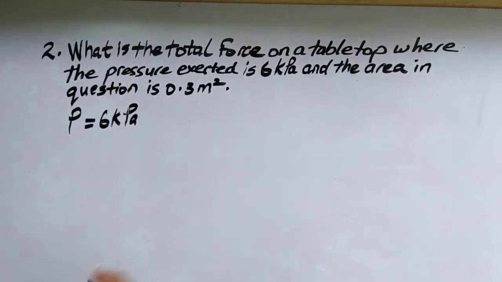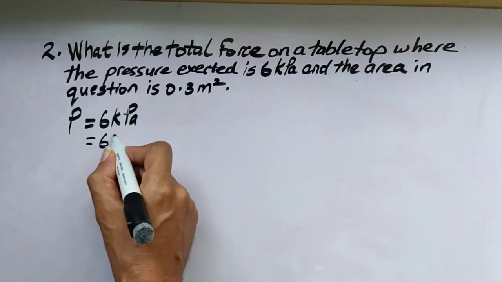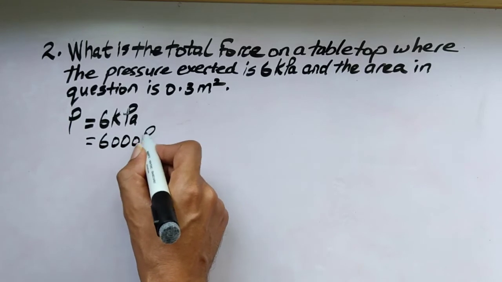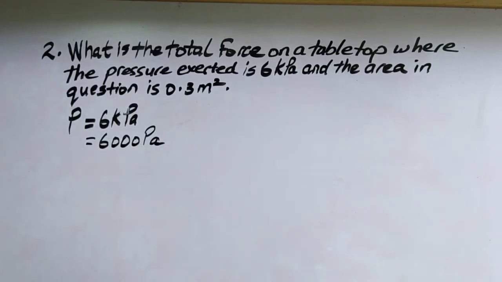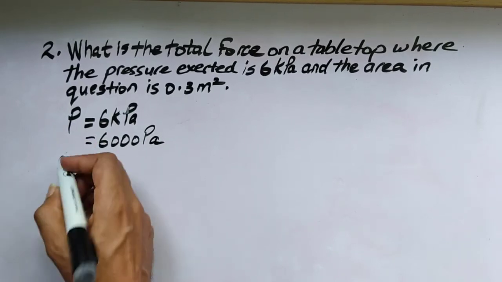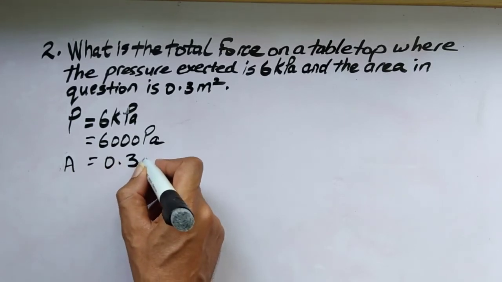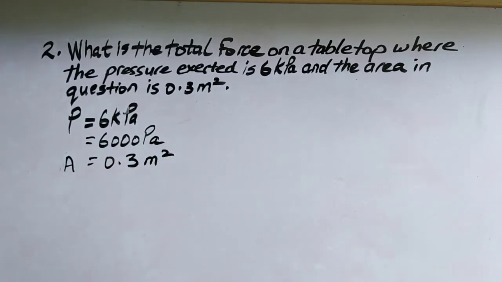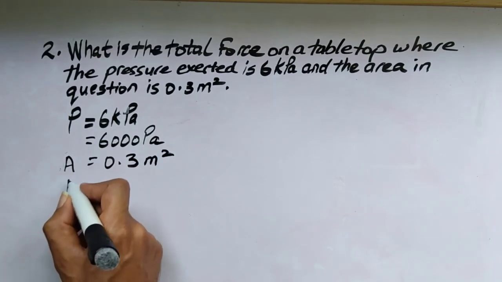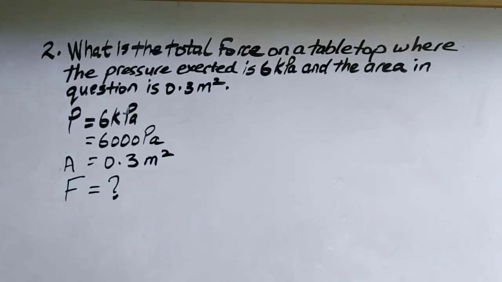As per method, you are required to convert to the SI unit. So 6 kilopascal is the same as 6,000 pascals. So we convert it one time. The next piece of information given there is the area in question. Area in question is 0.3 meters squared. That is already in the SI unit, so we leave it as is. They are asking us to calculate the force, so we put force as a question mark to indicate that we are about to calculate the force.